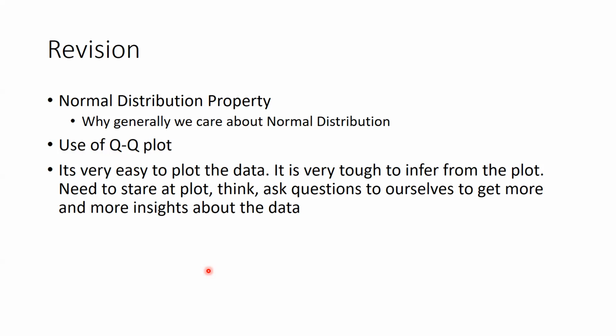Then second is the use of the QQ plot. That is used to check if my data is following a normal distribution or not. It is a linear line at x equal to y, or at 45 degrees, and if the data points are very close to that line, then it is more normally distributed. And if the data is farther away from that line, then my data is less normally distributed. So that's the second point.